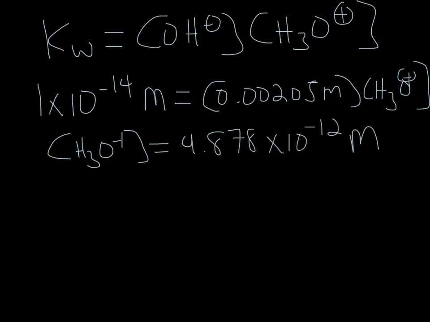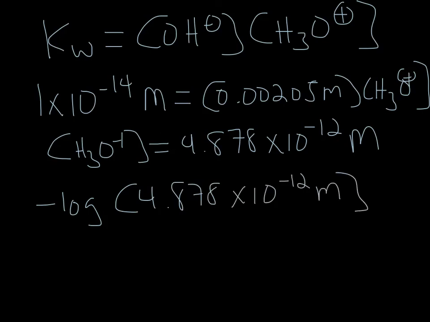And then I can take the negative log of that to get the pH of my solution. So the negative log of 4.878 times 10 to the negative 12 molar. If I do it this way, this is my pH, and again I get 11.31. So either way, you're going to get the same answer. You can go from a pOH to a pH using the equation we used previously, or you can use Kw to go from a concentration of OH minus to a concentration of H3O plus, and then take the negative log of that to get a pH.